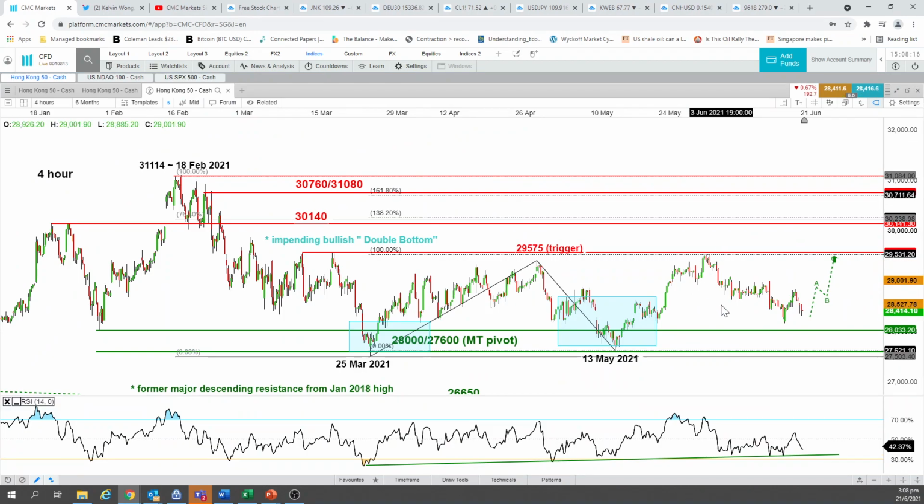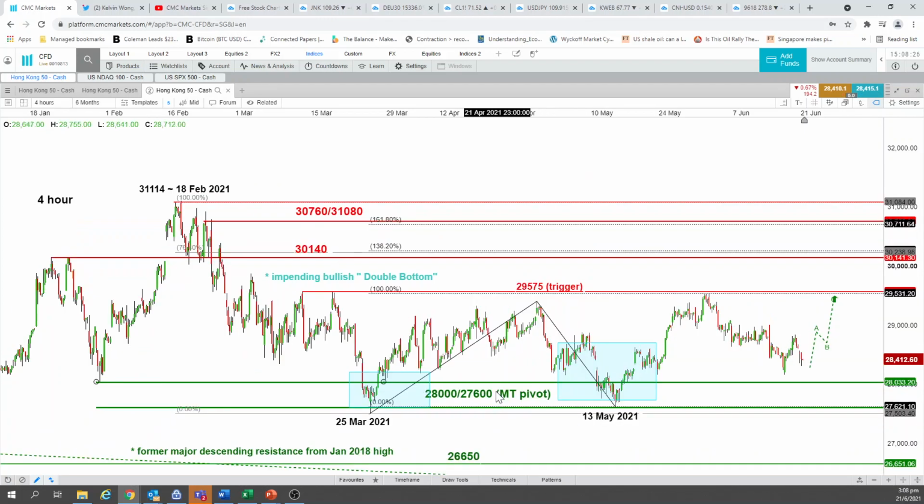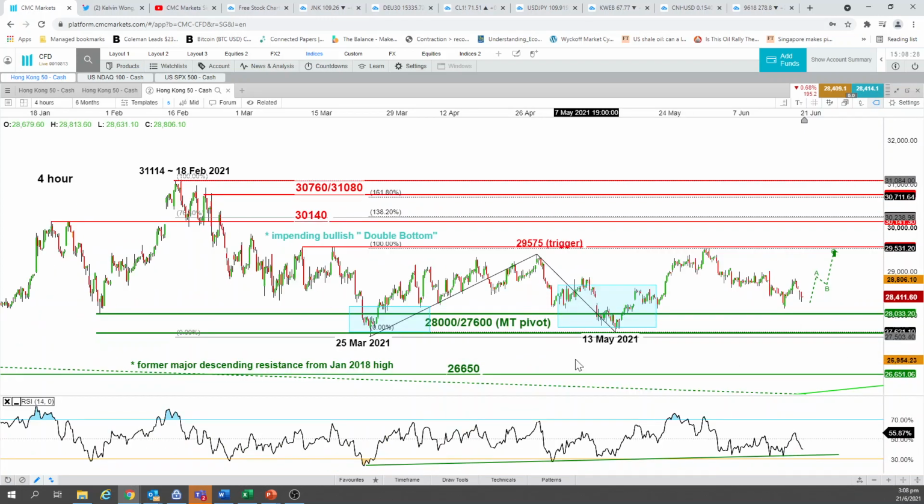So Hang Seng Index pretty much unchanged. It's still trying to actually shape this kind of basing configuration, or I would say sideways configuration, holding above the key medium-term pivotal support we have for the last three to 4 weeks or so at 28,000 slash 27,600 level. So now it's coming back to the bottom of this basing formation. So I cannot turn outright bearish because it's still holding above the basing formation support at 28,000 slash 27,600.